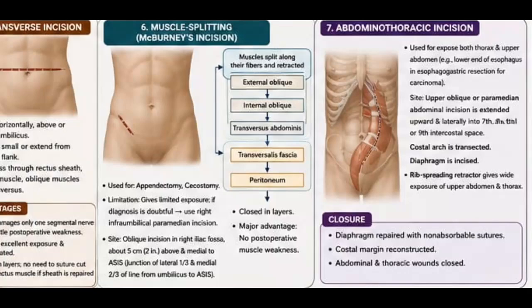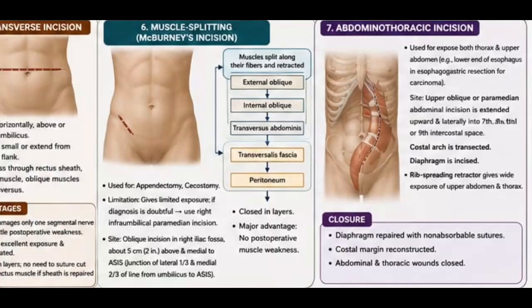Okay, now about the closure. The closure is at the end of the operation. What happens? The diaphragm is repaired with non-absorbable sutures. That is the kind of sutures we use, and then the costal margin is reconstructed, because it is the duty of the surgeon to reconstruct what we have cut or transected, and the abdominal and thoracic wounds are closed finally. So that was about the closure of the abdominothoracic incision.